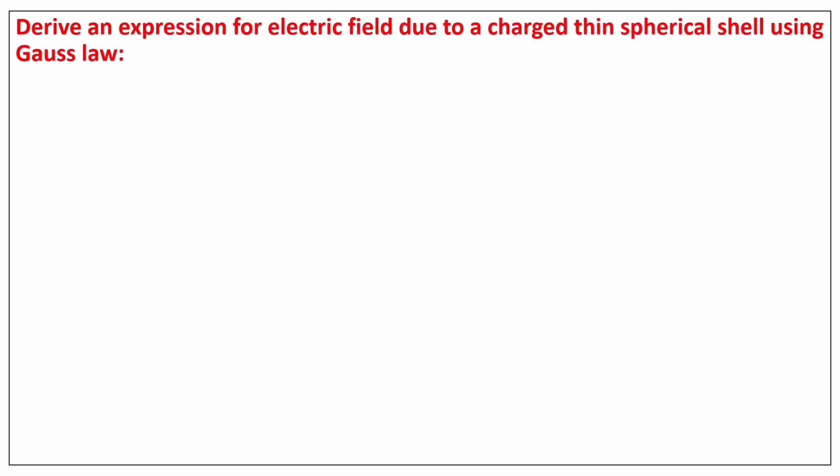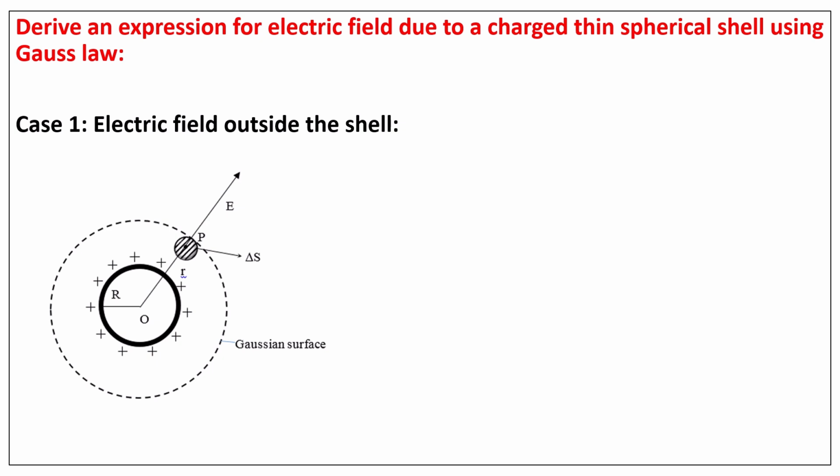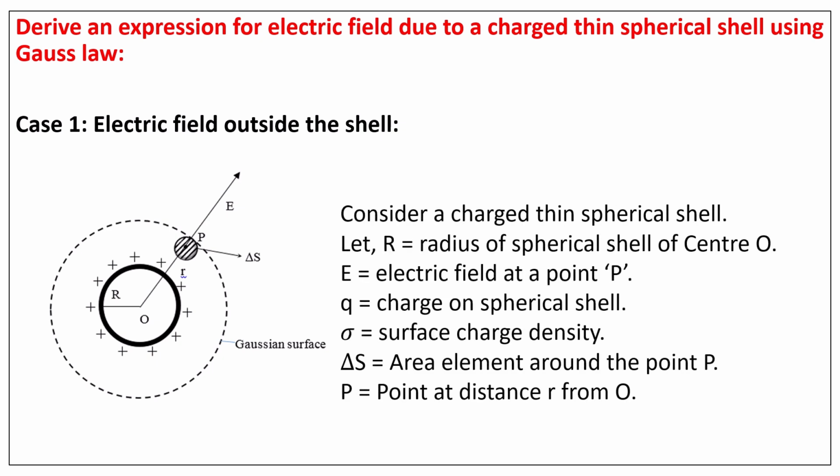Next, application 3. Derive an expression for electric field due to a charged thin spherical shell using Gauss law. Case 1. Electric field outside the shell. Consider a charged thin spherical shell. Let R be the radius of spherical shell of center O. E is electric field at a point P. Q is charge on spherical shell. Sigma is surface charge density. Delta S is area element around the point P. P is point at distance r from O.